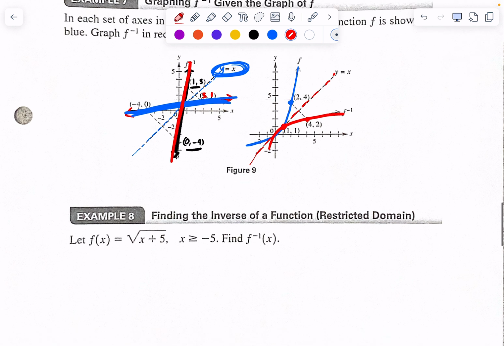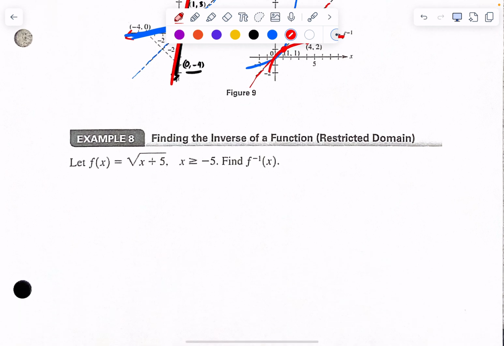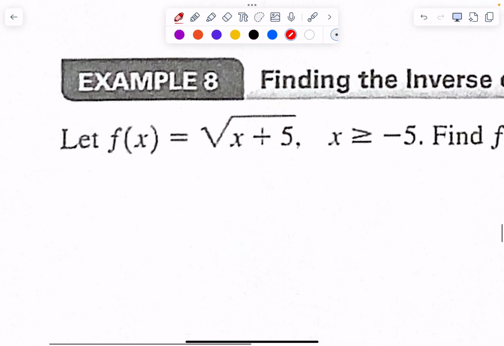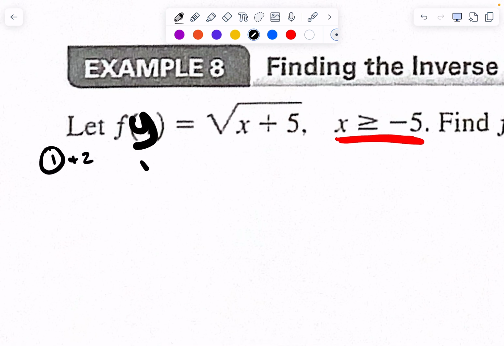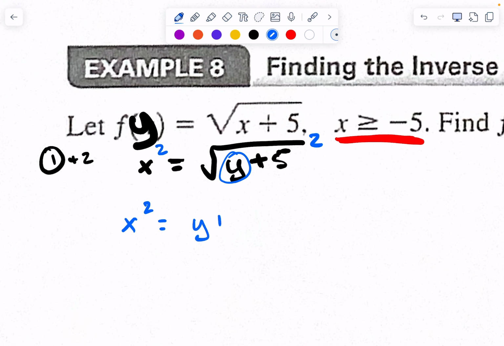Okay, good. Last thing, they want us to find the inverse of this function. Anytime they say find an inverse, go through the 4 steps. Step number 1, y equals that. Step number 2, x equals square root of y plus 5. Now we're trying to solve for y. We're going to square both sides to get rid of the square root. So now we've got x squared equals y plus 5. And then what?